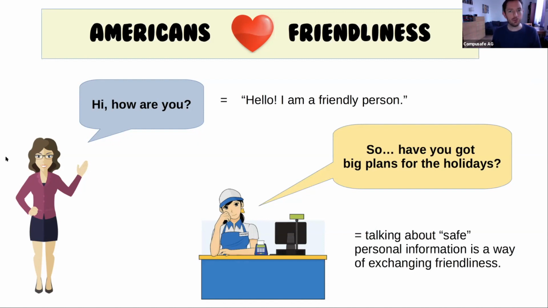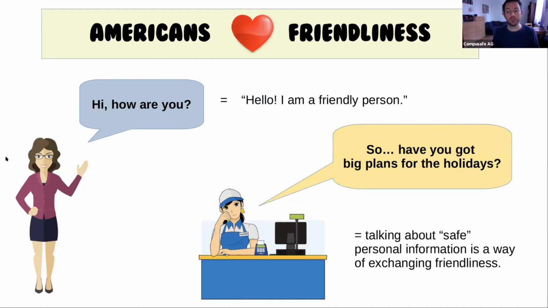But in America, it's not unusual for somebody in a customer relationship or a client relationship to ask about safe personal information. So plans for the holidays, that would be safe. It would be strange if the bank teller asked me, so tell me about your girlfriend, that would be weird. But to ask about holidays, or to say something about the truck that I'm driving, things like this are normal to talk about. And so you will hear that from time to time in America.